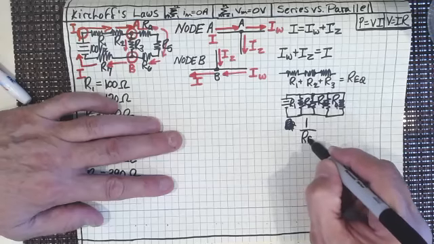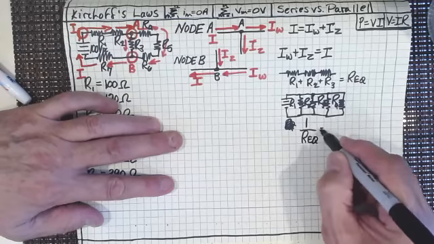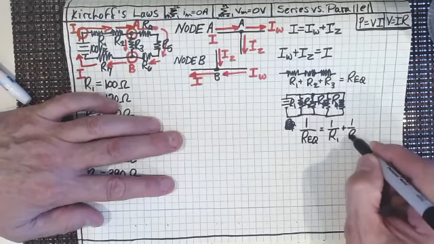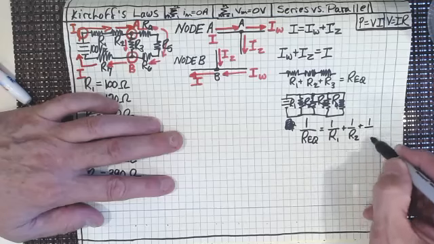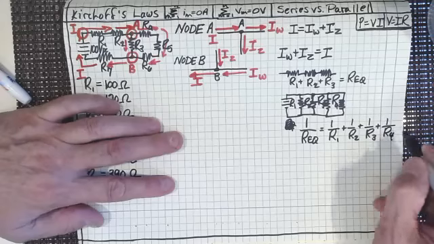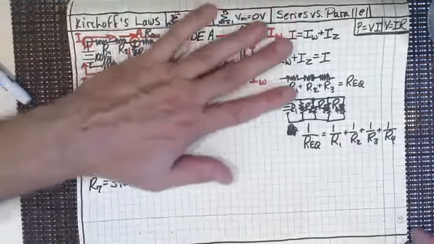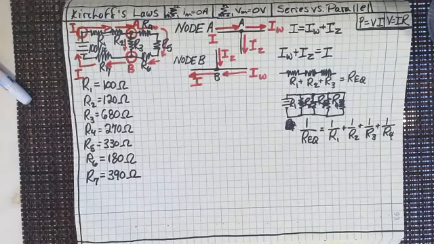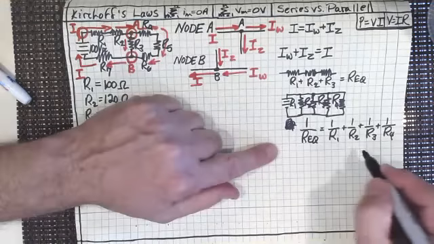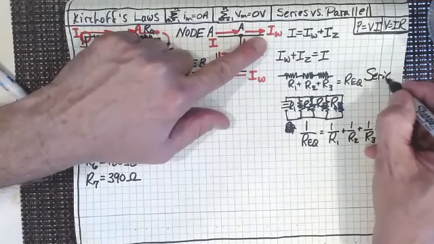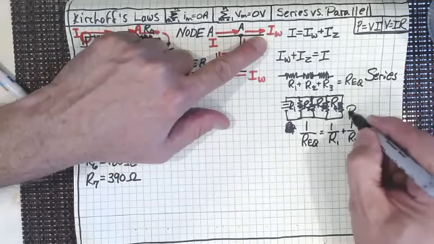1 over my equivalent resistance is going to be 1 over R1 plus 1 over R2 plus 1 over R3 plus 1 over R4. And yes, you start to practice using your reciprocal key on your calculator because you're going to need it. And that, right? So this is series, and this is parallel.